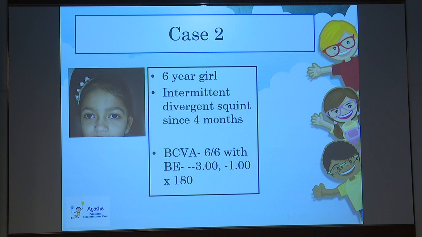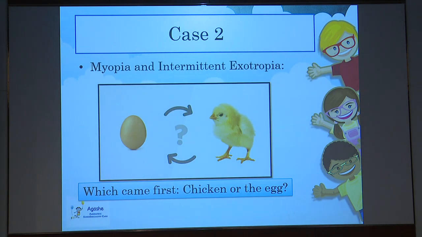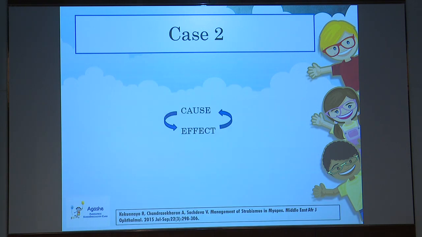Moving on to case number 2, this is a 6-year-old girl having intermittent divergent squint since 4 months, a very common clinical scenario. She ends up with a refractive error of minus 3 after cycloplegia, and her squint seems to be corrected with glasses. Now, the favorite question that the parents ask us is what led to what? Did the myopia come first or did the squint come first? It's a classical case of what came first, the chicken or the egg.